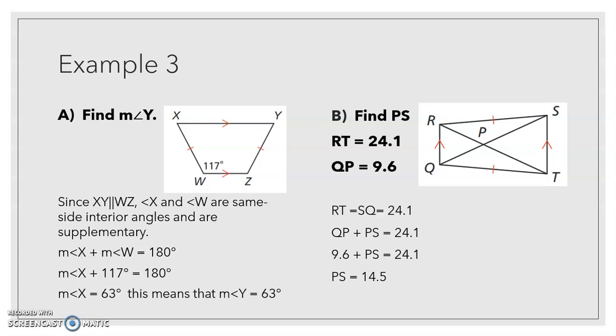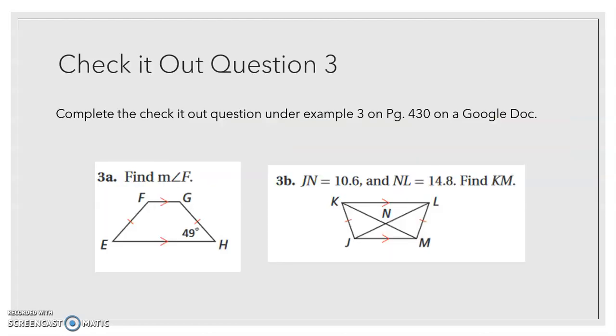So now you have another Check It Out question coming up next. Check It Out question number 3 can be found on page 430 of your textbook. Please add this to the Google Doc you started in video 1. They gave you two trapezoids and they want you to find some missing measurements. So pause this video, see if you can find those measurements, and then I'll meet you back here for another example.